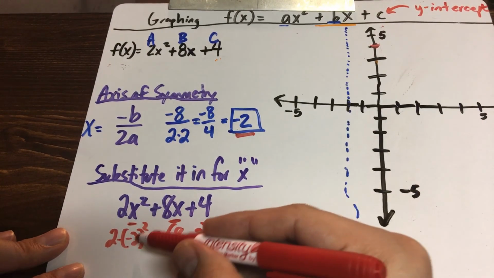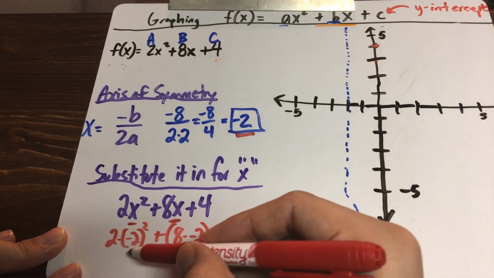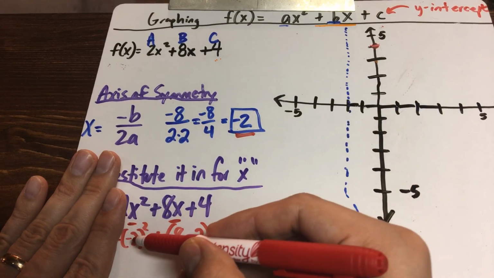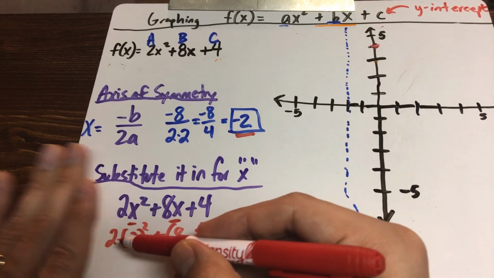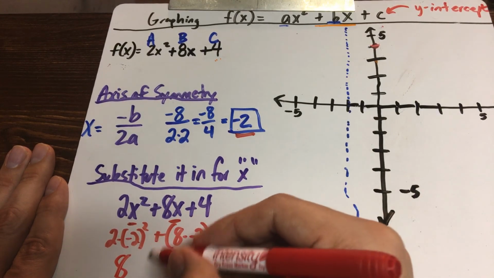Negative 2 squared, we have to do the exponents first. I saw a lot of people mess it up, and they did the multiplying first. No, no, no. You need to do the exponent first. Negative 2 squared. Negative 2 times negative 2 is 4. 4 times 2 is 8. And then I'm just going to put the plus sign there.